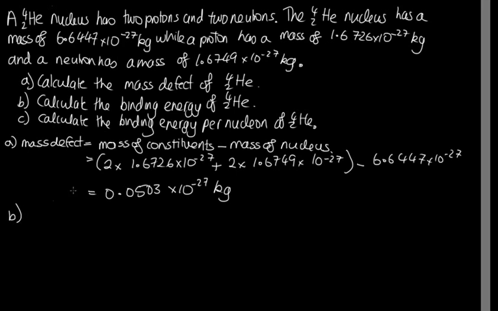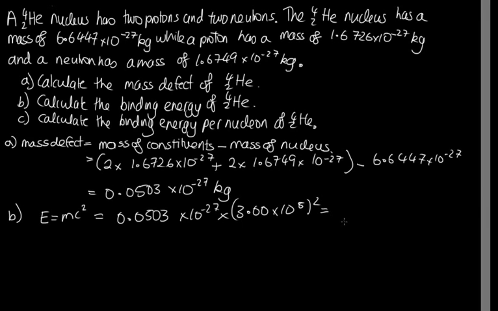Now part B asks us to calculate the binding energy. So now that we've got the mass defect, we can use E equals mc squared in order to get the binding energy. This mass here is the mass defect, so that's 0.0503 times 10 to the minus 27, and then times c squared, so 3.00 times 10 to the 8 squared, and solving that we end up with 4.53 times 10 to the minus 12 joules.